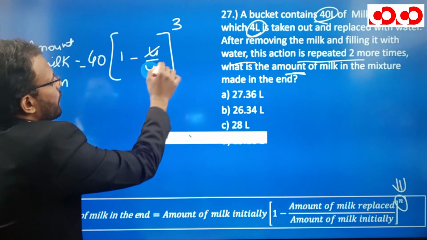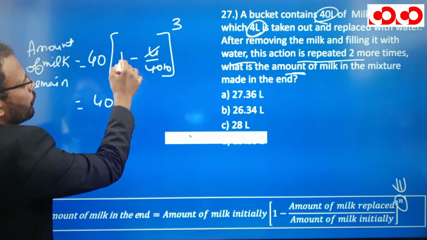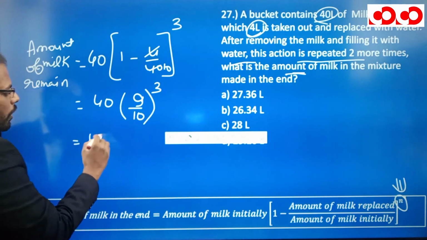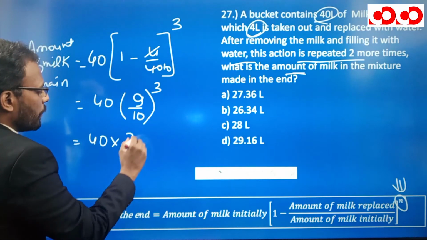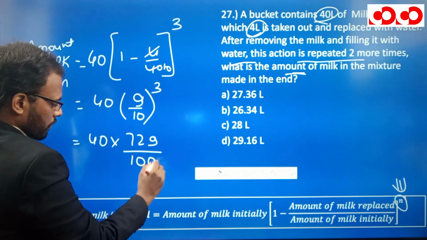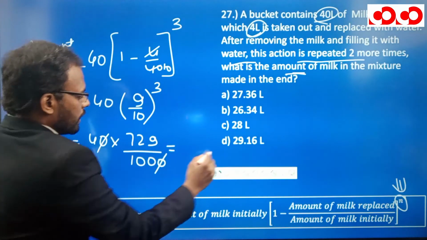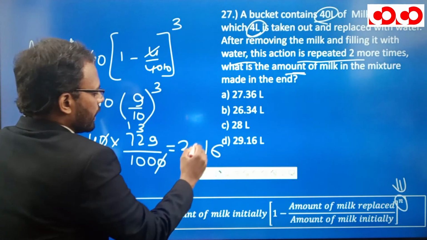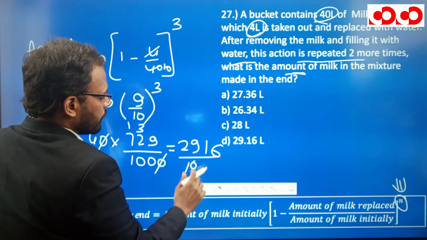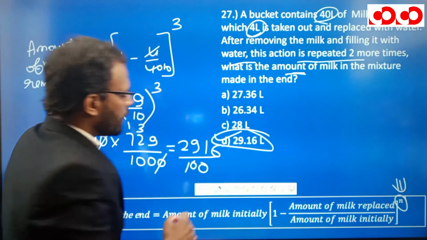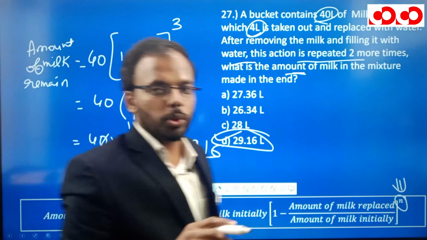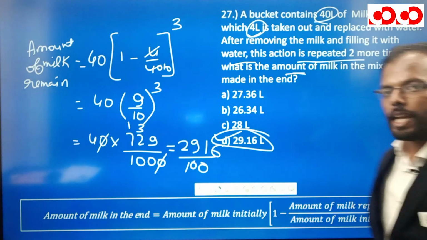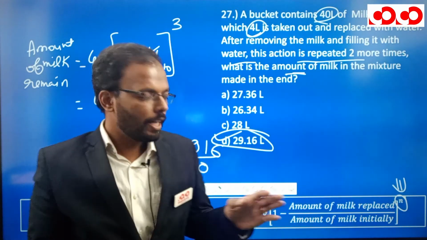So this becomes 1 by 10. So actually it is 40 into 1 minus 1 by 10, which is 9 by 10, whole to the power of 3. And this becomes 40 multiplied by 729 divided by 1000. 0 and 0 will get cut. And this is 36, 8 plus 3 is 11, 28 plus 1 is 29, divided by 100, which is option D. 29.16 is the answer for this question. So you can note down this formula, and if this kind of question comes, you can directly apply this formula in your exam. Let's move on to the next question.